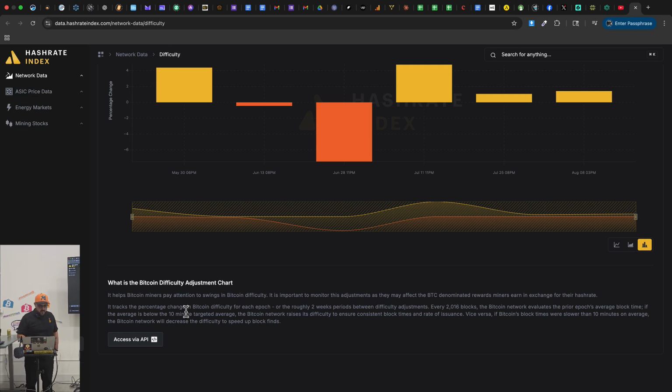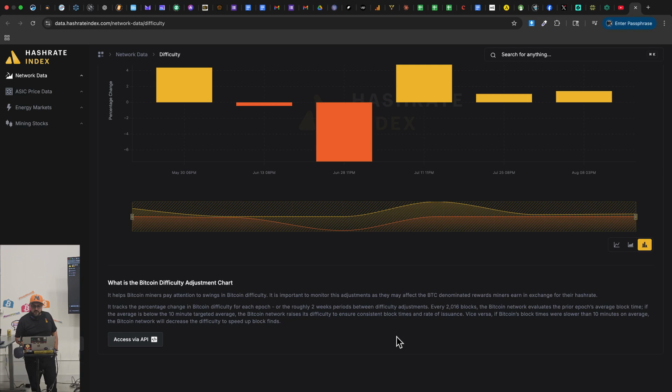It helps Bitcoin miners pay attention to swings in Bitcoin difficulty. It's important to monitor the adjustments as they may affect the Bitcoin-denominated rewards miners earn in exchange for their hash rate. It tracks the percentage change in the Bitcoin difficulty for each epoch, and each epoch is roughly 2 weeks, or about 2016 blocks.